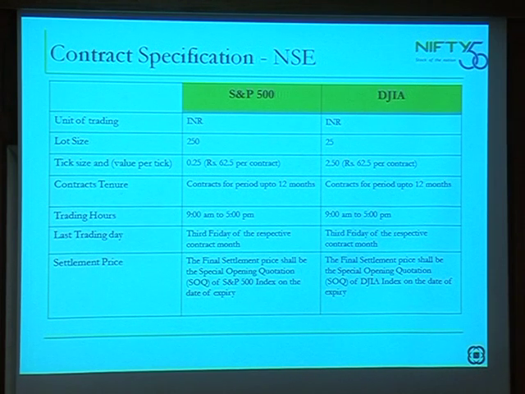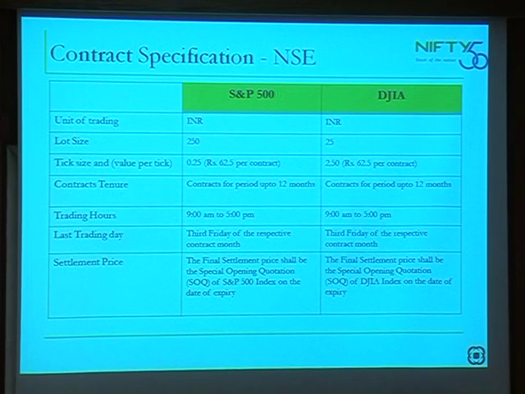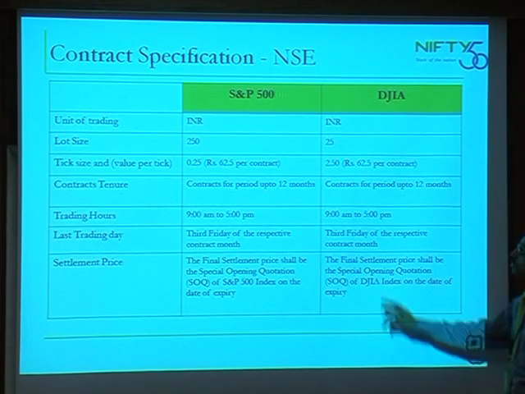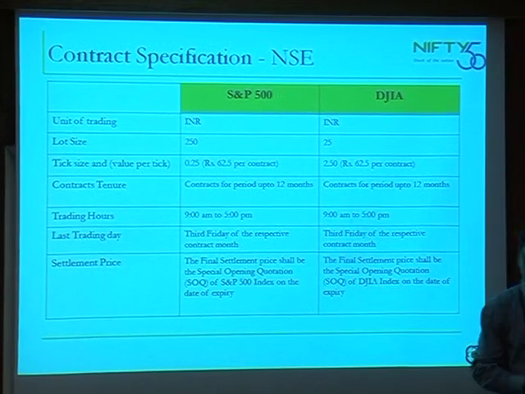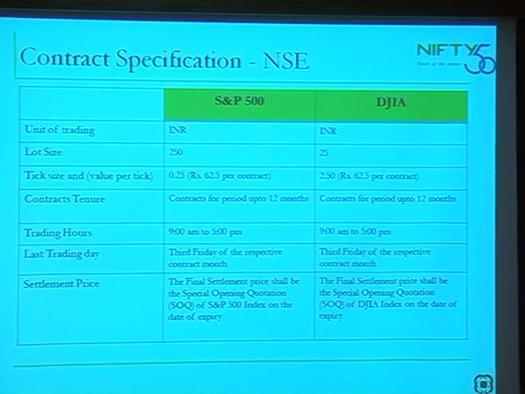This is the contract specification for these 2 contracts which we have proposed. It has been designed after talking to many members, after taking their views, after studying what they would need. The lot size for S&P is 250, for DJIA 25, and the tick size is 0.25 in case of S&P and 2.5 for Dow Jones. The tick value for both will be the same, and the contract value for both will also be quite identical, around 3 lakh.